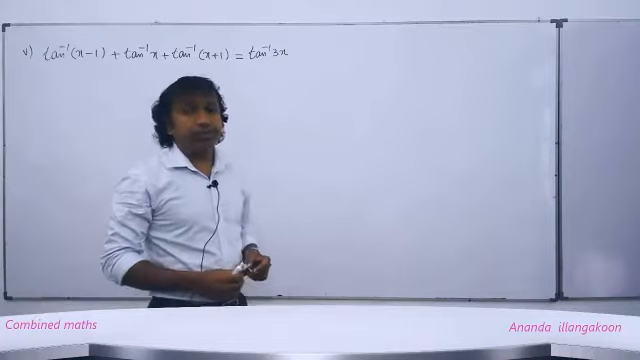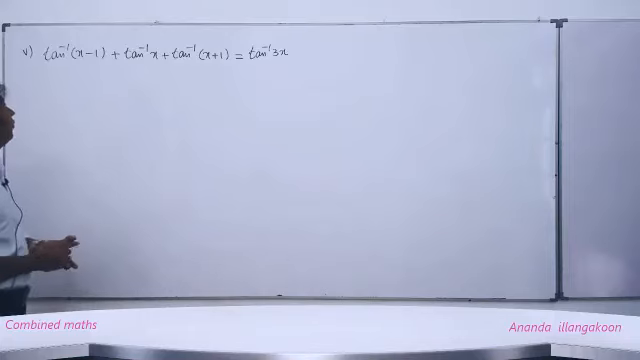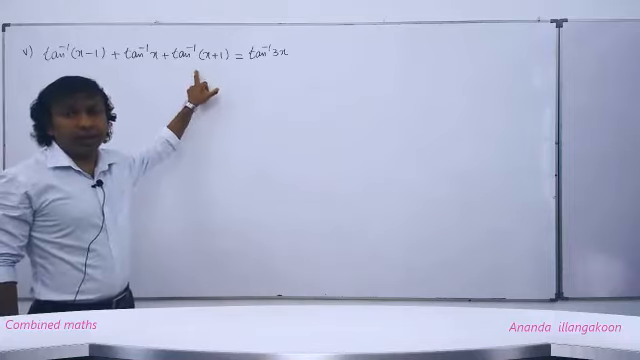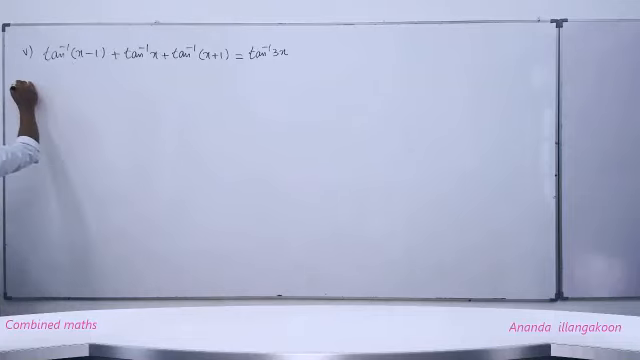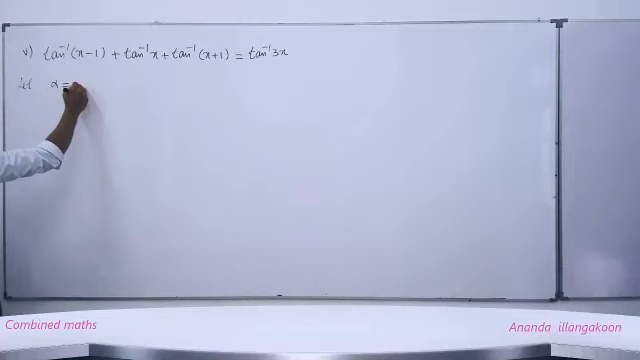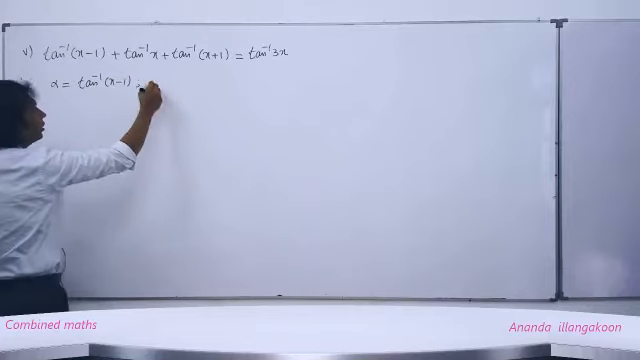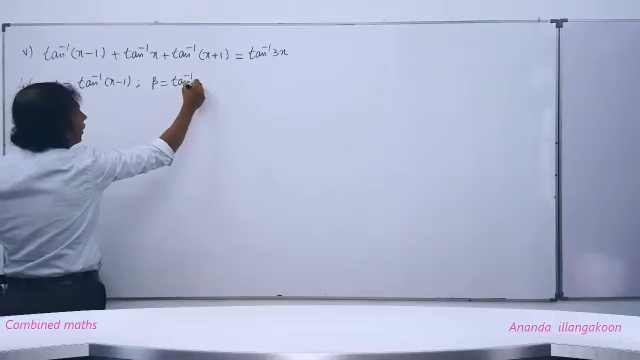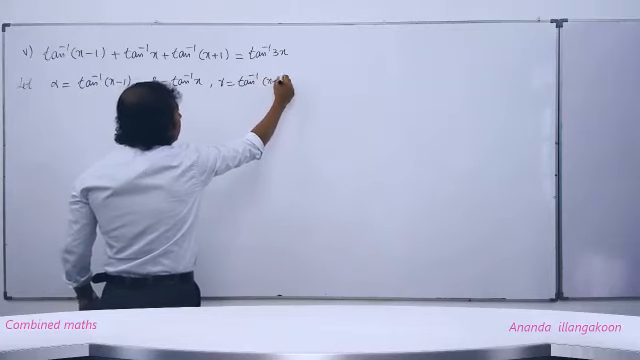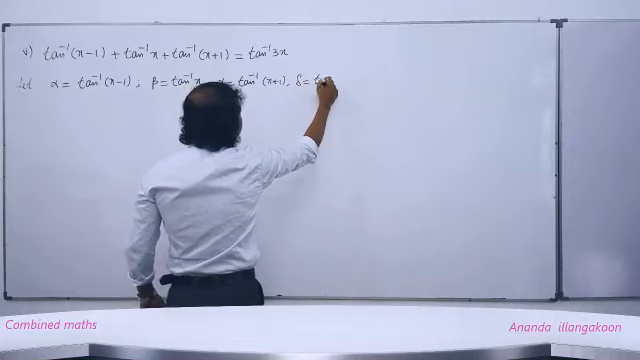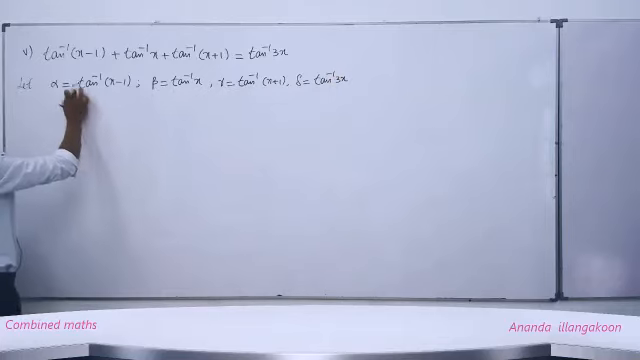So this is an inverse trigonometric function. We have to find x. Because you know every term on the left hand side gives us an angle. This is also an angle. So therefore, we take this angle as alpha. Alpha is tan inverse (x minus 1). And this angle I'm going to take as beta, beta is tan inverse x. This angle I'm going to take as gamma, tan inverse (x plus 1). This angle I'm going to take as delta, tan inverse 3x.